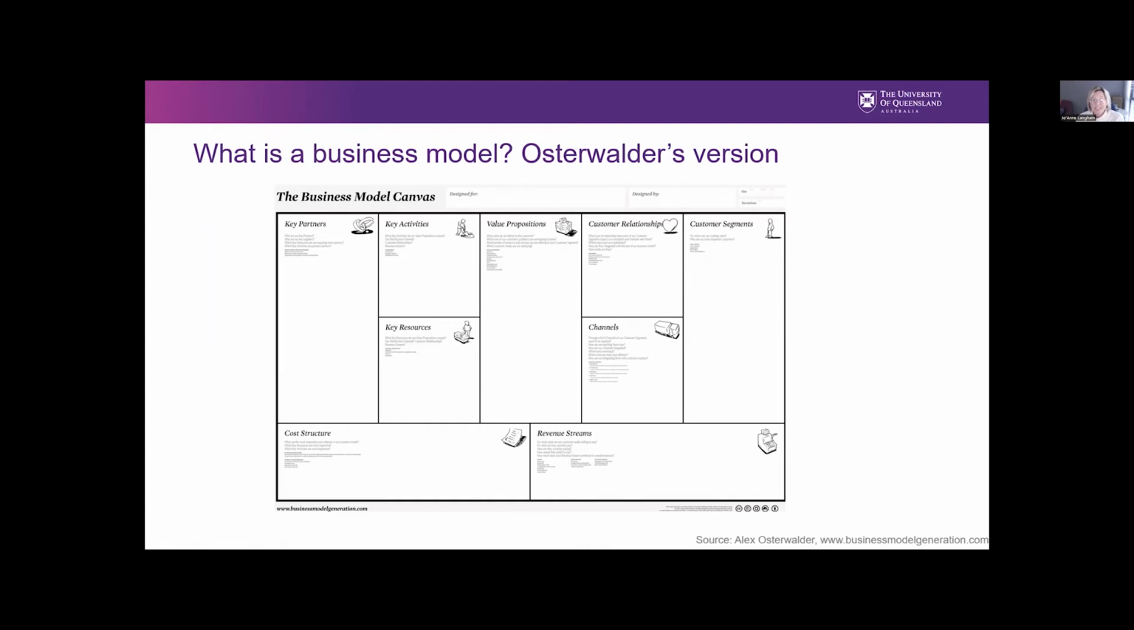This has a number of key elements that you explore as you are trying to develop your business model. So just remember that it is just a template, but a template that gives you ideas for the key areas that you need to address in developing your business model.